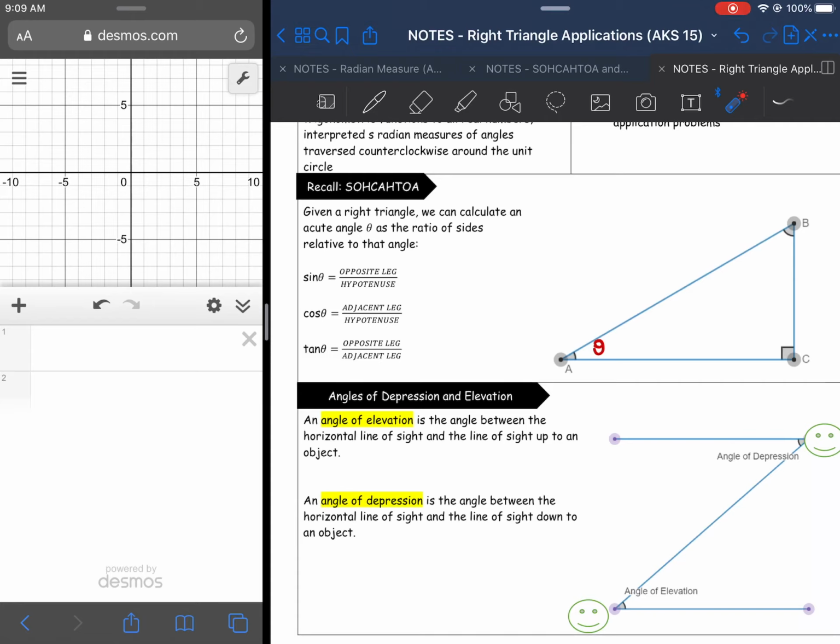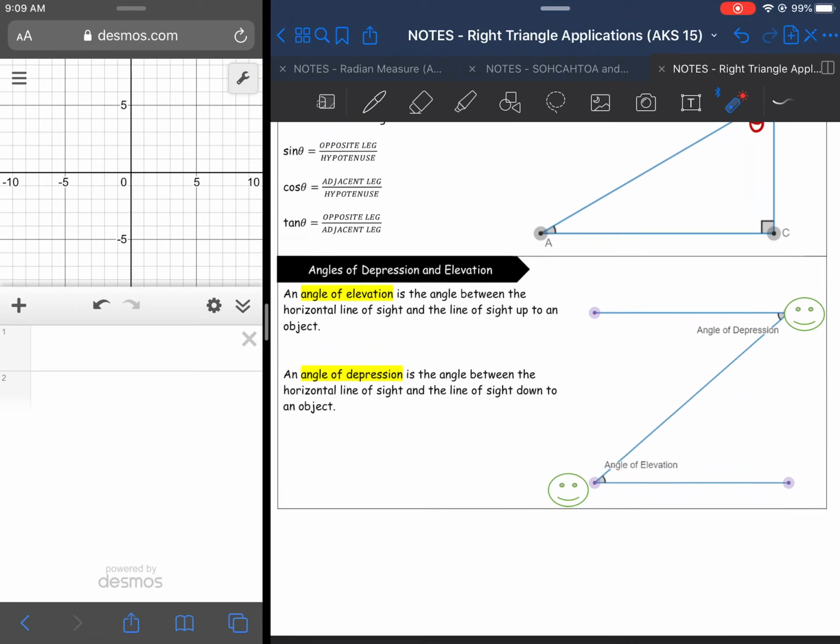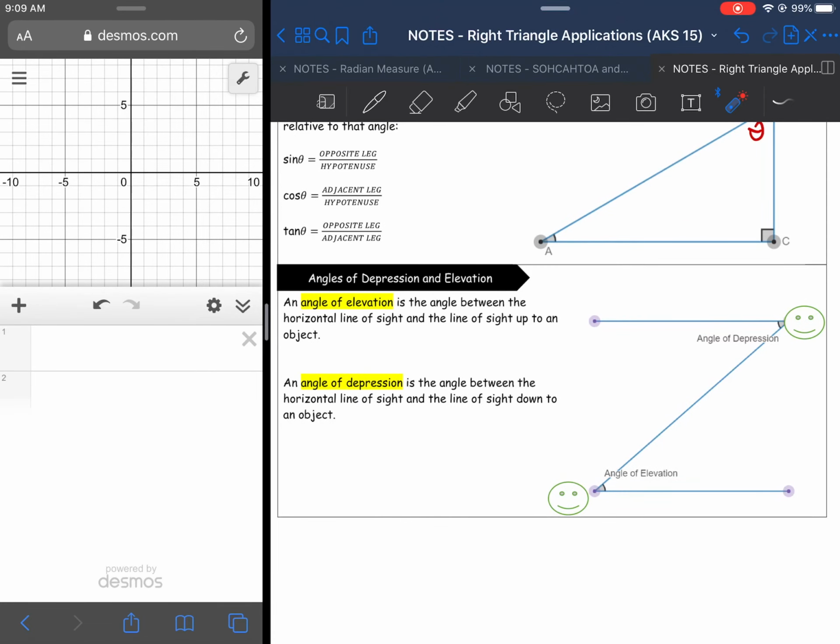Keep in mind that SOHCAHTOA is relative to the angle. So if I was more concerned with angle B, then instead the sine of theta would be AC divided by AB. So you need to be careful with which angle we are looking at. When we talk about application problems involving right triangle trigonometry and SOHCAHTOA, there's two definitions we need to understand.